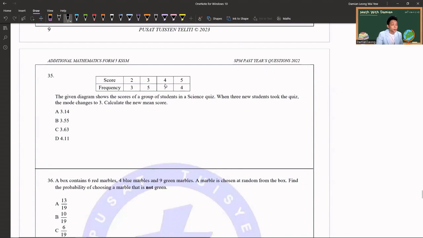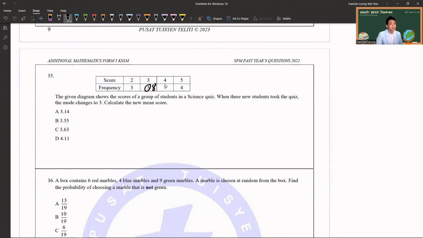Then question 35. The given diagram shows the scores of a group of students in a science quiz. When 3 new students took the quiz, the mode changed to 3. Calculate the new mean score. The mode changed to 3 means that the 3 new students must have the score of 3, because only then will the frequency be the highest. If it's just 2 here, then it becomes 7, and there will be 2 modes instead of just 3.